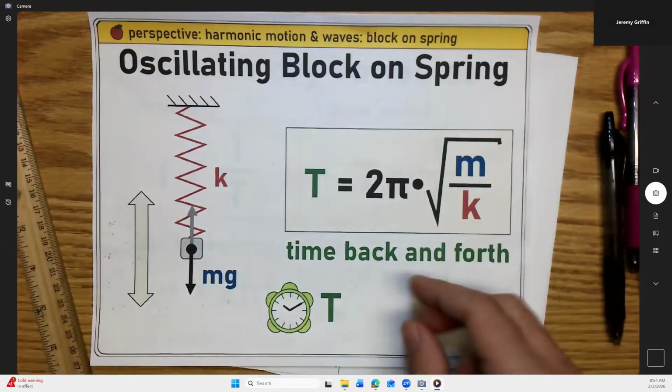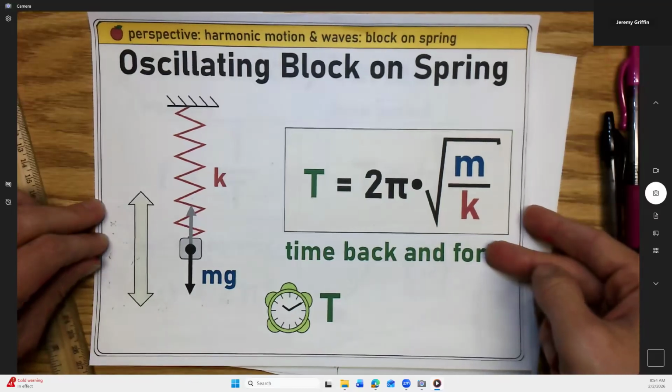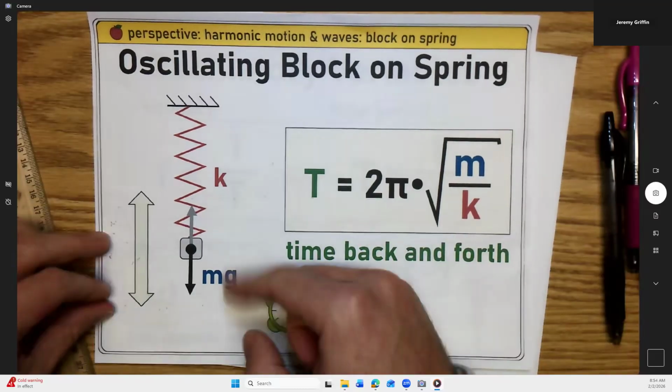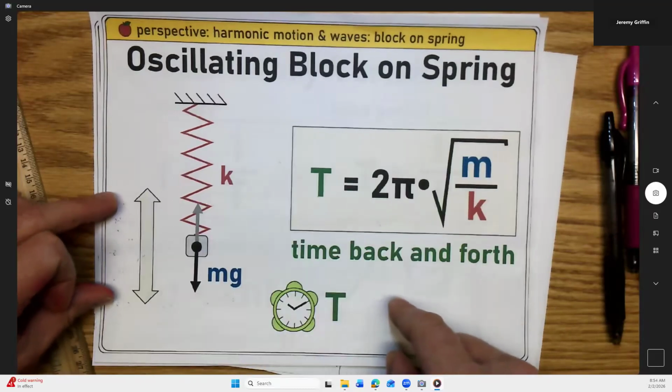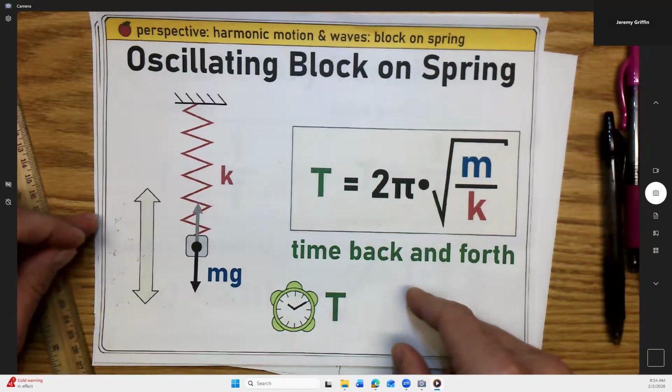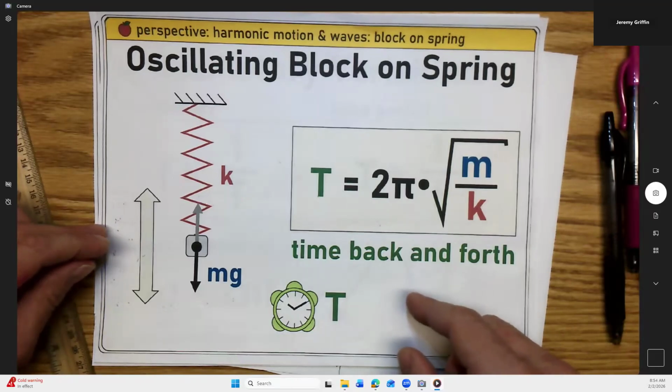Here's the block on the spring. A really similar looking formula for the time period of the bounce up and down. This is a lab you guys did also. What if I double the gravity field? What happens to the time period? Double the gravity field.